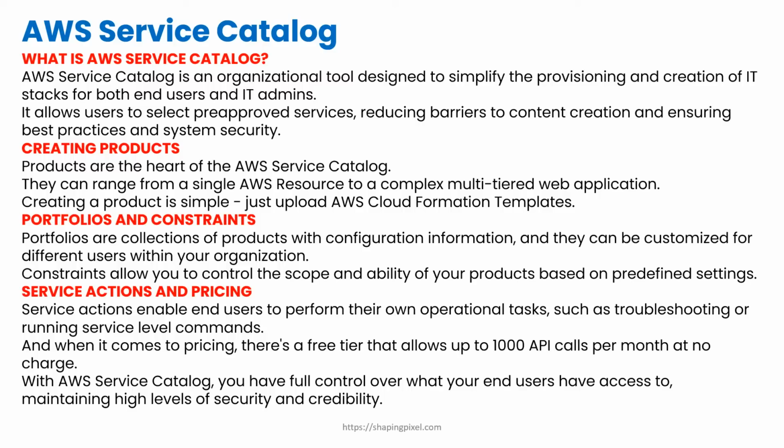Constraints allow you to control the scope and ability of your products based on predefined settings. Service actions enable end users to perform their own operational tasks, such as troubleshooting or running service-level commands. And when it comes to pricing, there's a free tier that allows up to 1000 API calls per month at no charge. With AWS Service Catalog, you have full control over what your end users have access to, maintaining high levels of security and credibility.